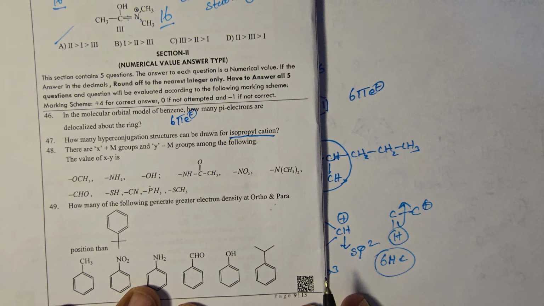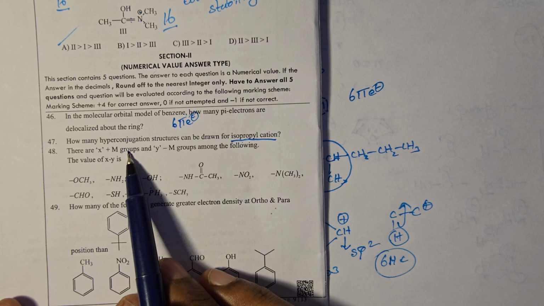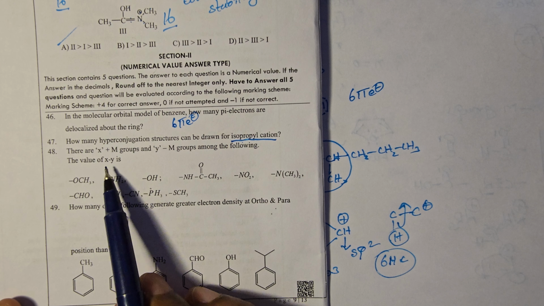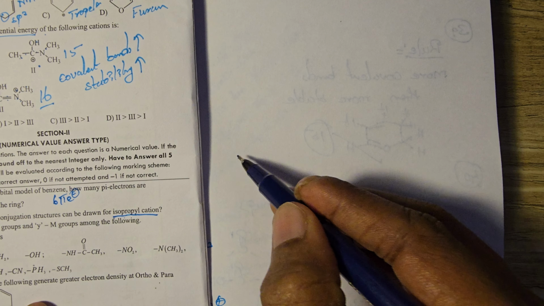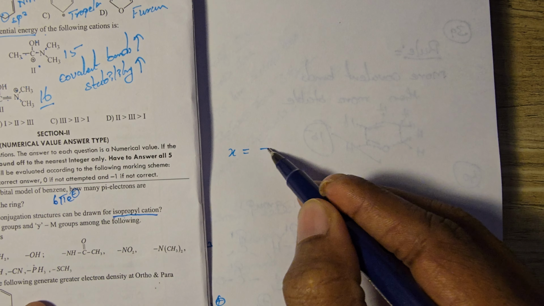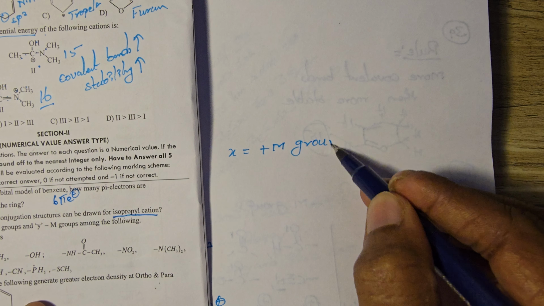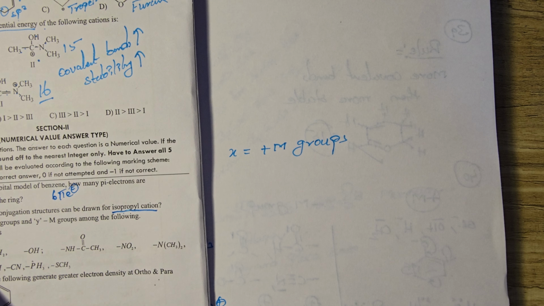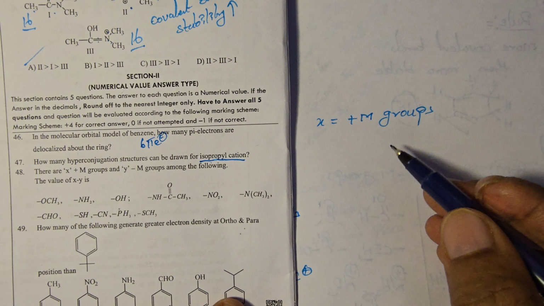Next question, observe. There are X plus M groups and Y minus M groups among the following. The value of X minus Y is asked. So X indicates plus M groups. How many plus M groups are present in the given groups? How to identify plus M groups?